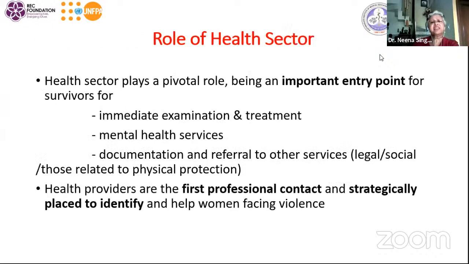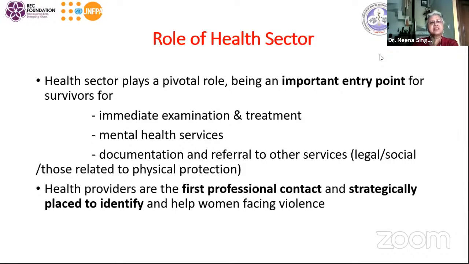So what is the role of the health sector? The health sector is the most important entry point for survivors, and it plays a pivotal role in the immediate examination and treatment of survivors. They help in providing mental health services. They help in documentation and refer to other services. Documentation is a very important part, because without documentation, the survivor doesn't have any recourse to legal action.